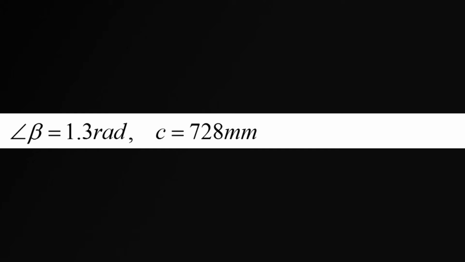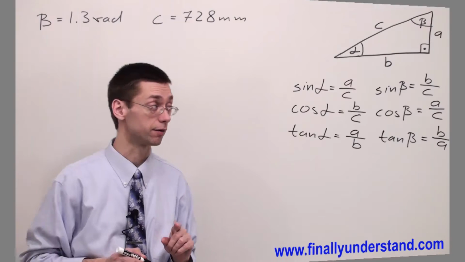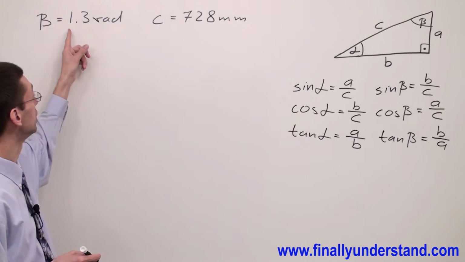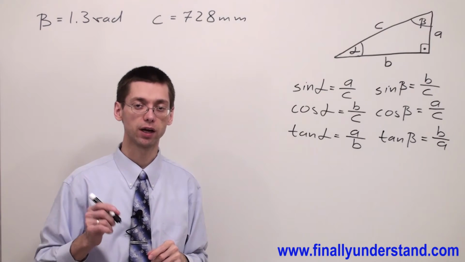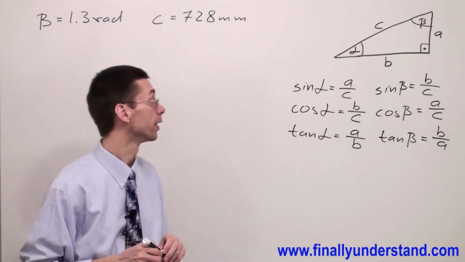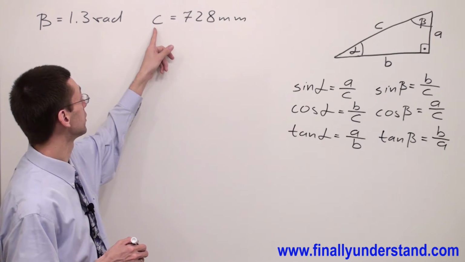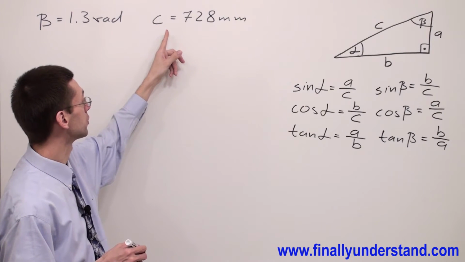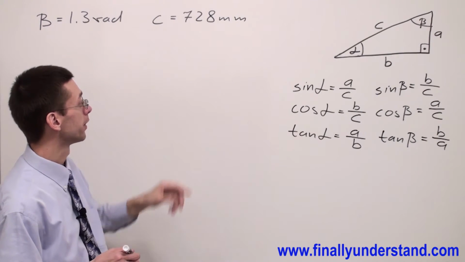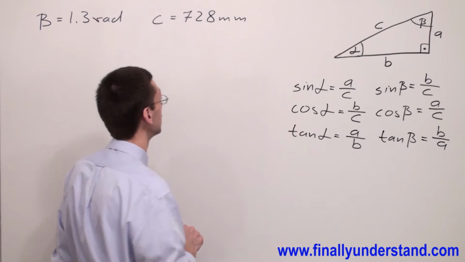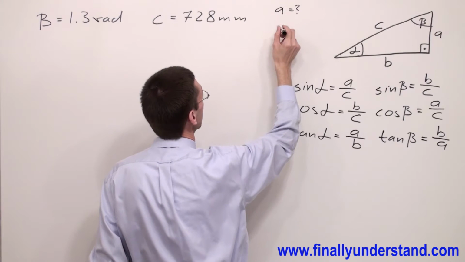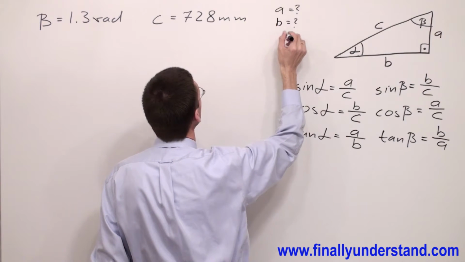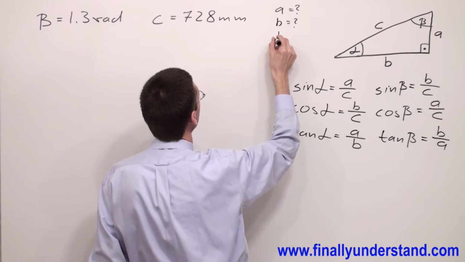Let's take a look at this example. This time angle beta is given, but be careful, angle is expressed in radians. So the very first thing which you're supposed to do, switch your calculators to radians. And side C is given, the hypotenuse of the triangle, and we're supposed to find the length of side A, the length of side B, and the angle alpha.